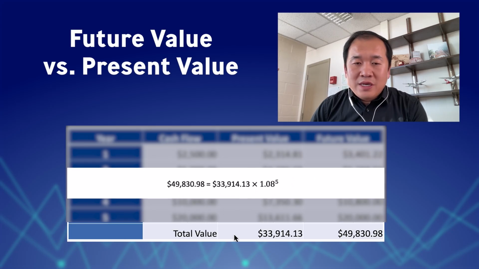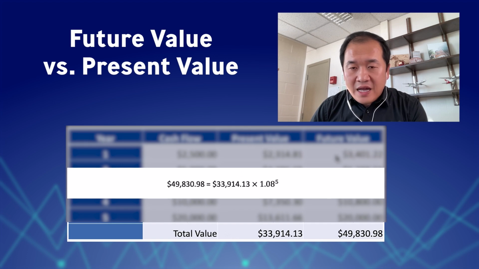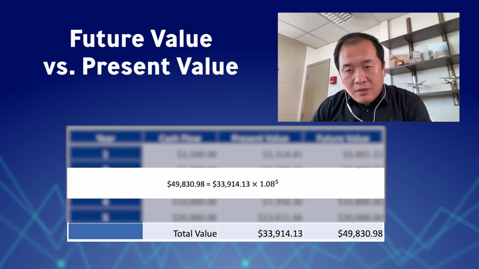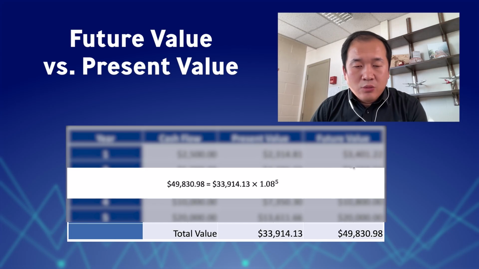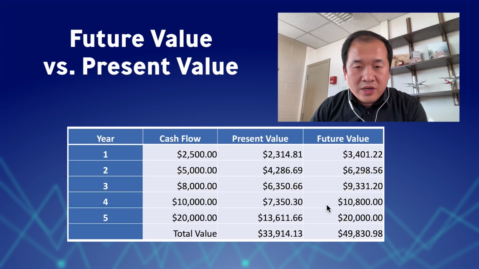Which means you don't really have to calculate both the present and future value. You can just stay with one column. Once you finish the calculation, no matter whether you got the total present value or total future value, you can easily get the total future or present value, depending on which column you're working on.